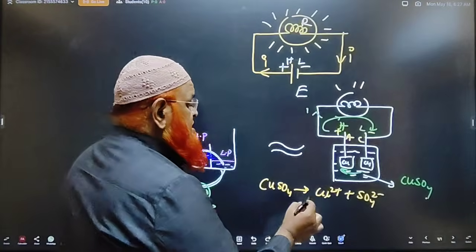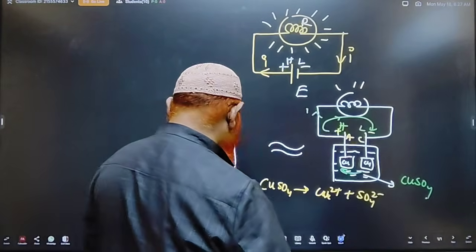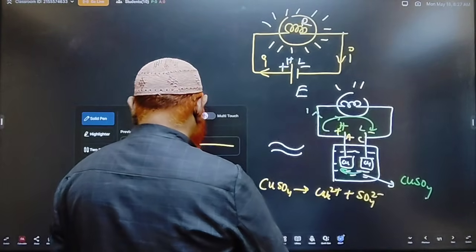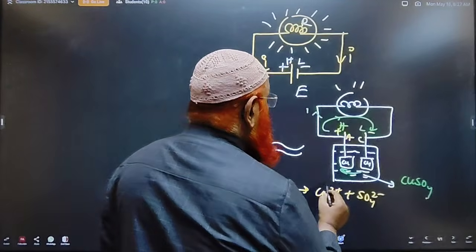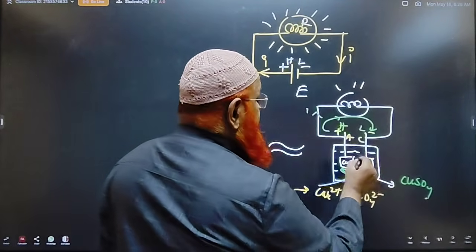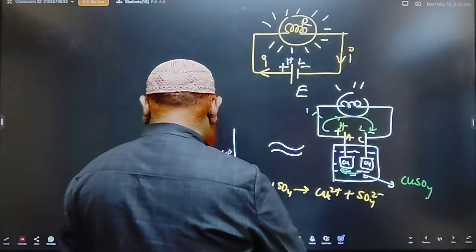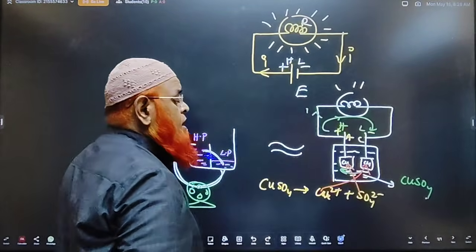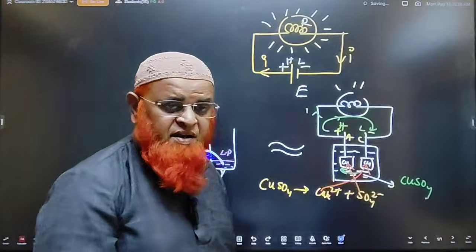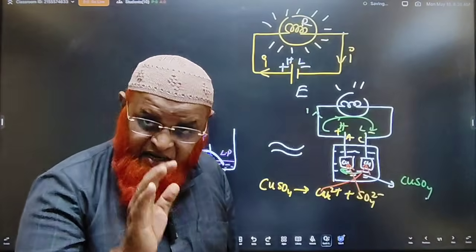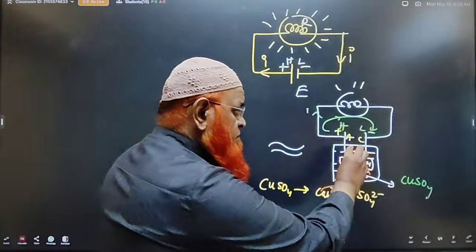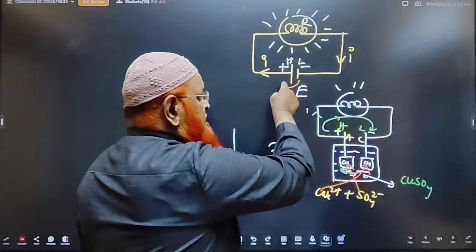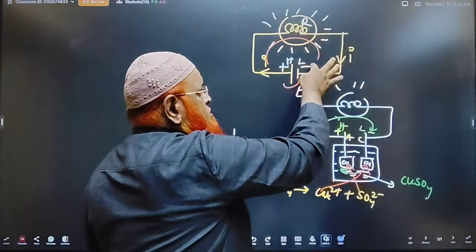So once this Cu2+ and SO4 2- get divided, you should remember one thing, that this Cu2+ will go to the negative electrode, and SO4 2- will go to the positive electrode. So inside the battery, electromotive force should be required so that we can pump the water from lower potential to higher. And outside from higher to lower.